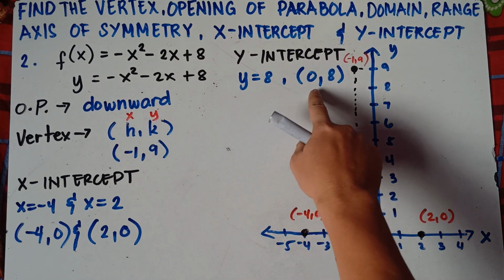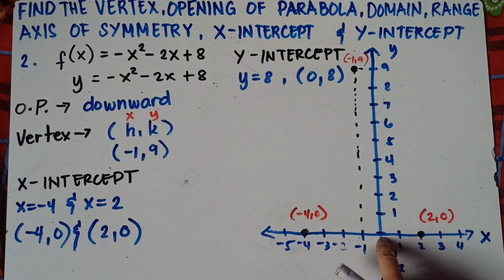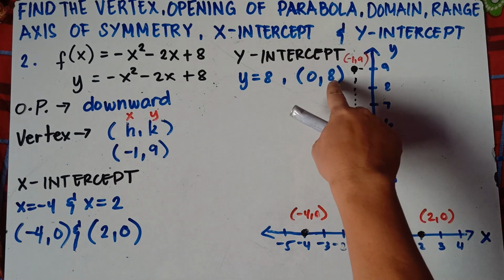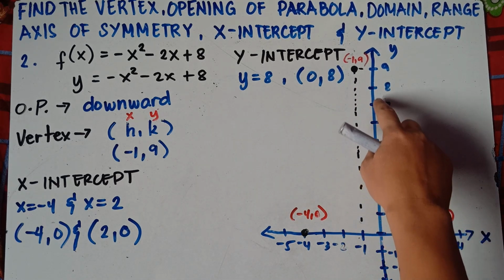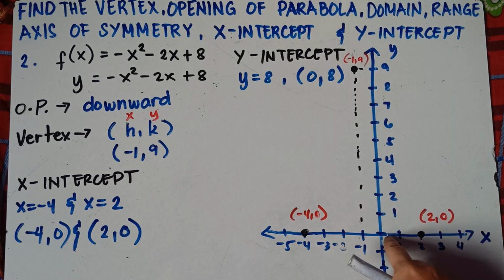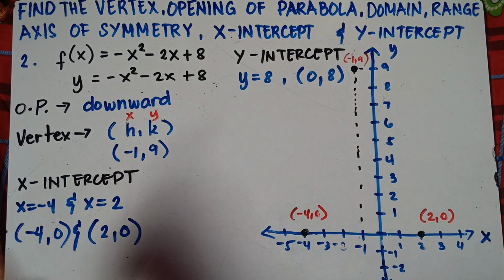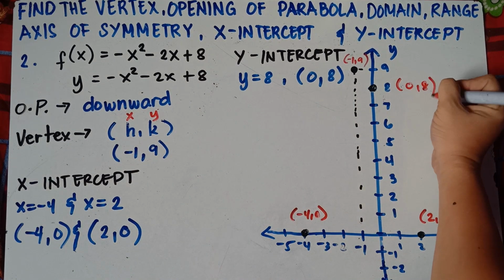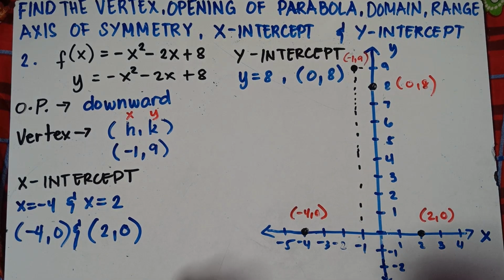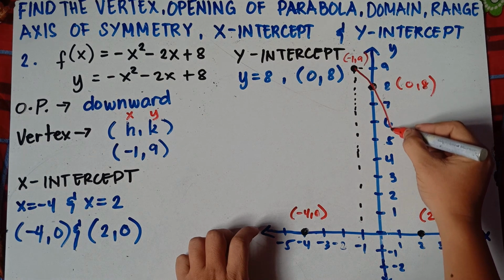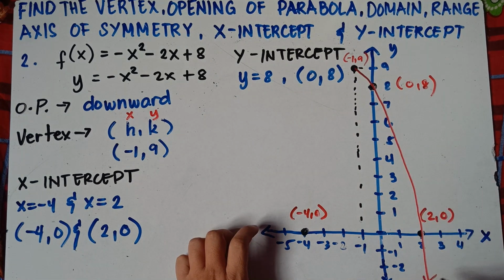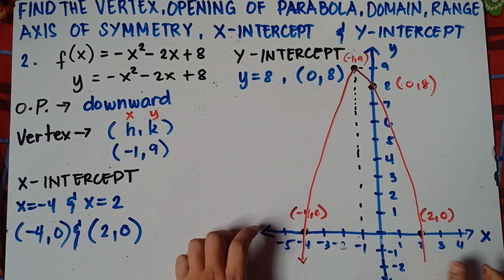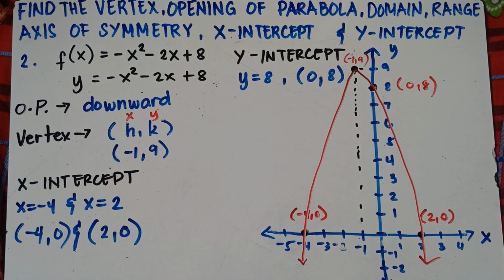And our y-intercept says 0, 8. So 0 for x, so you will not move right and left since our x is 0. And our y is +8. So 1, 2, 3, 4, 5, 6, 7, 8. So 0 for x, then 8 for y. So this will be the point, class. 0, then 8. That's it, class. And then you connect the points and you will have your graph. You connect these points, and this will be your graph, class. That's your graph.